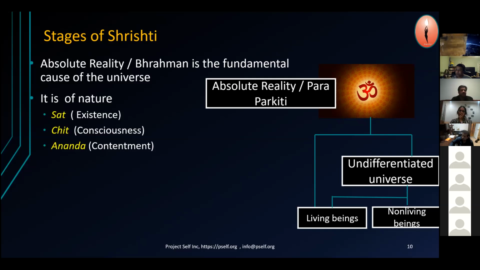So remember, we talked about 9 examples on Sunday, right? Rasohamapsu kaunteya, prabhasmi shashishuryayoh, pranavah sarvavedeshu, shabdah khe paurusham nrishu, right? Punyo gandhah prithivyam cha. That we are going to see more. 14 examples were given in the 7th chapter. Wherever you see a glory, you can see that the reflection of the sun is coming out properly.